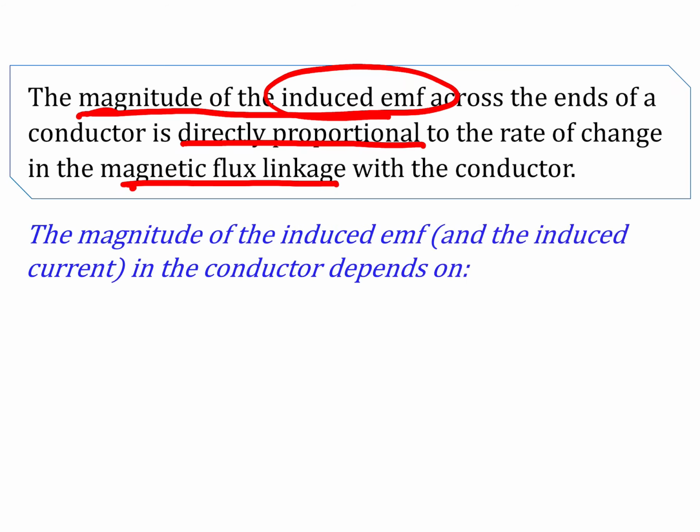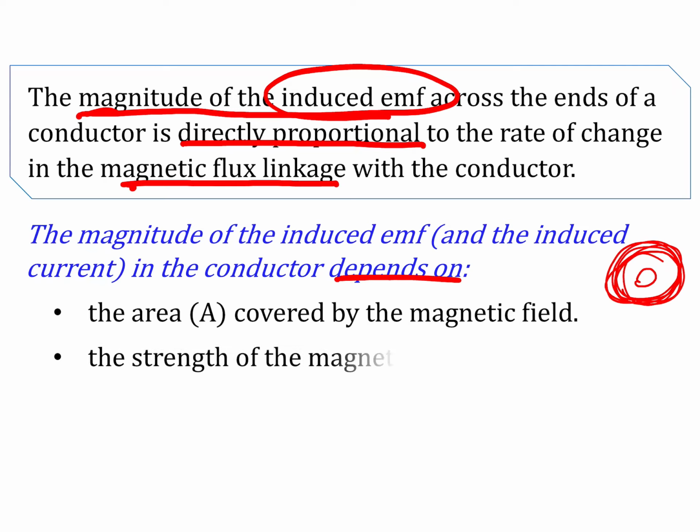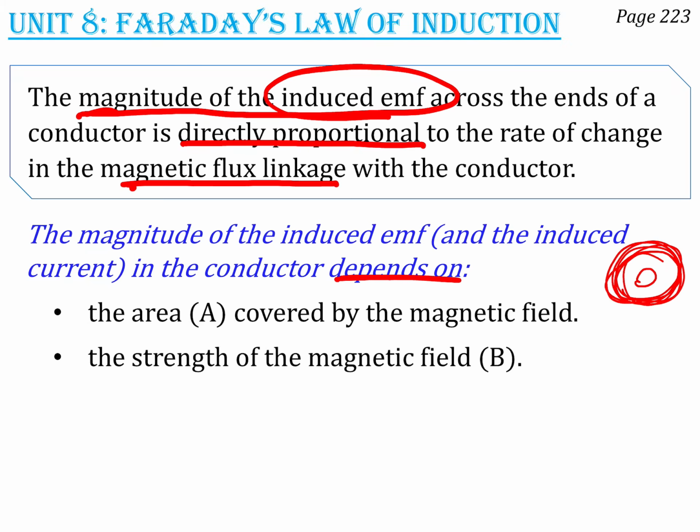The magnitude of the induced EMF and the induced current depends on, number one, the area covered by the magnetic field. By that I mean, how big is the coil? If it's a big coil or a little coil, that makes a difference. A big coil has a big area, greater magnetic field flux linkage. Number two, the strength of the magnetic field: how big is the magnet, how strong is the magnet?